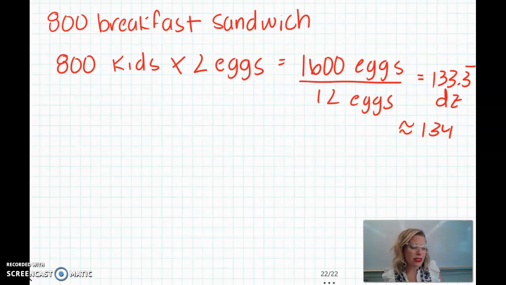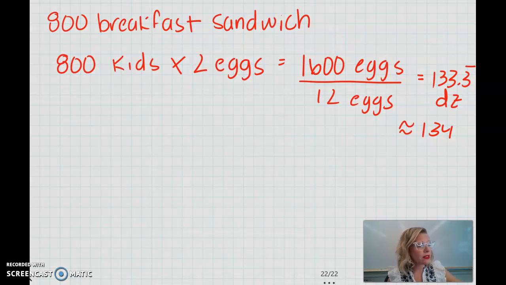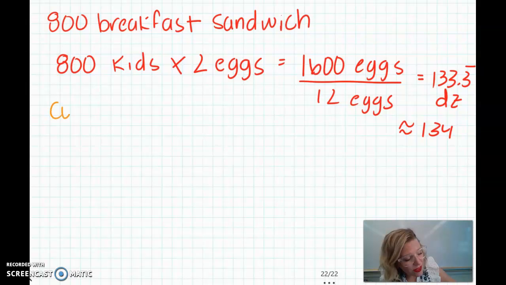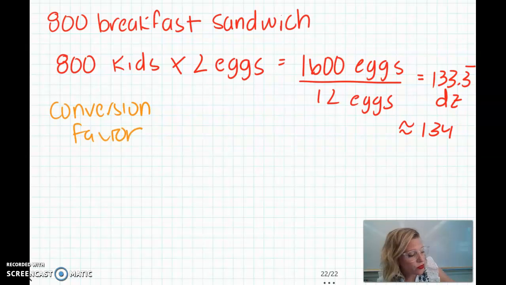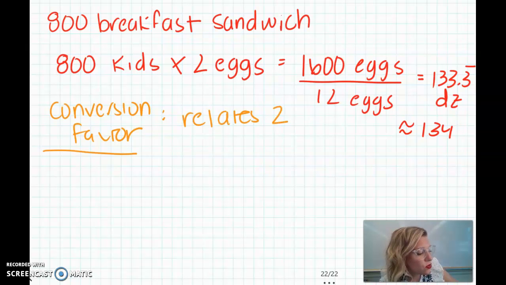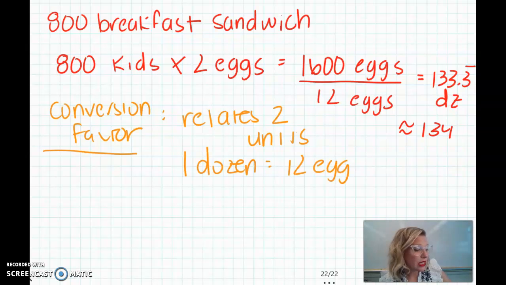But what you didn't know is that within this problem, you were actually using different things like dimensional analysis without even knowing it, and what's called a conversion factor. So a conversion factor, okay, is going to be a piece of information which relates to units. So which conversion factor did we use in that previous problem? Well, we used the idea that 1 dozen is equal to 12 eggs. This is an example of a conversion factor, okay?